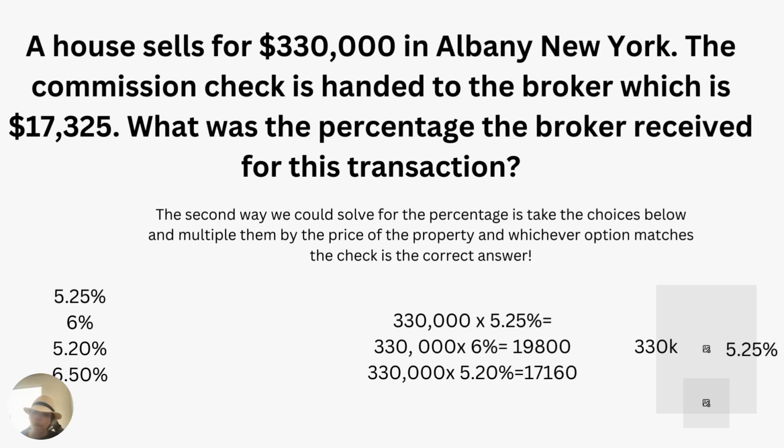Now, for my T-chart people, what you're simply doing is taking the sale price, putting it here, and timesing it by the 5.25, and that is simply going to give you $17,325. All right. Any questions?